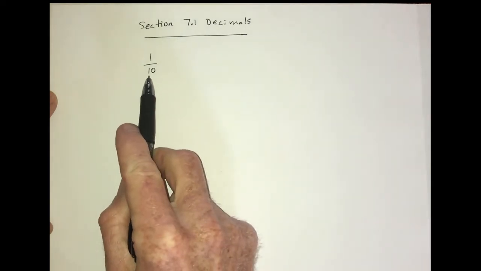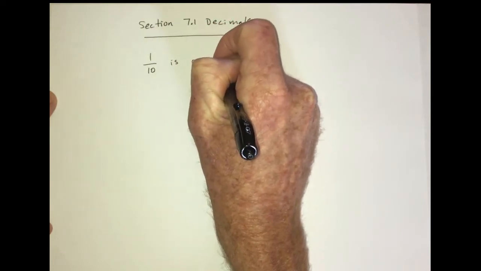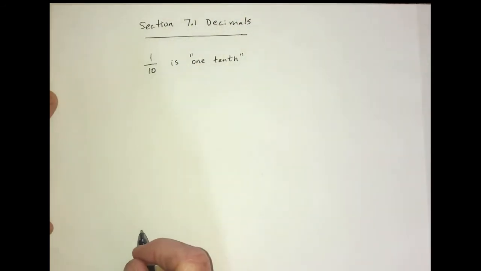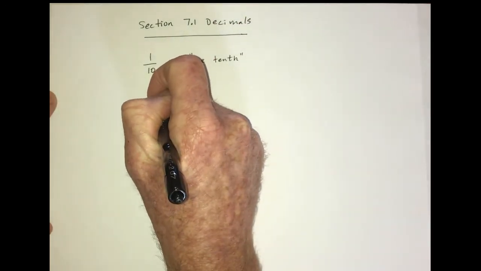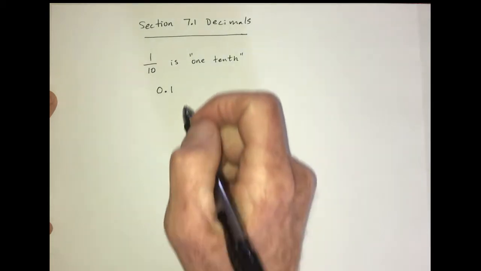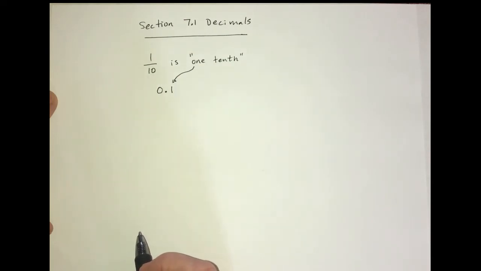And now for section 7.1 on decimals. So to begin with, when you write a fraction like 1 over 10 or 1 divided by 10, we often call this one tenth. But the word "tenth" also helps out when you're talking about decimals, because the decimal form of 1 divided by 10 is 0.1. And so this is also one tenth.